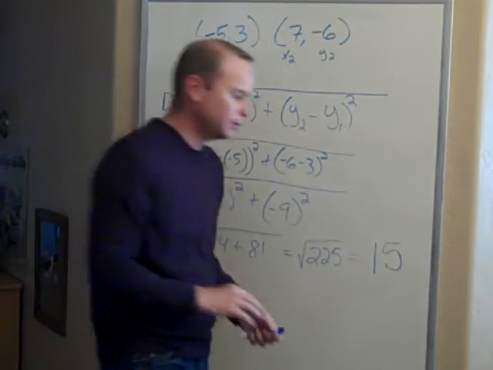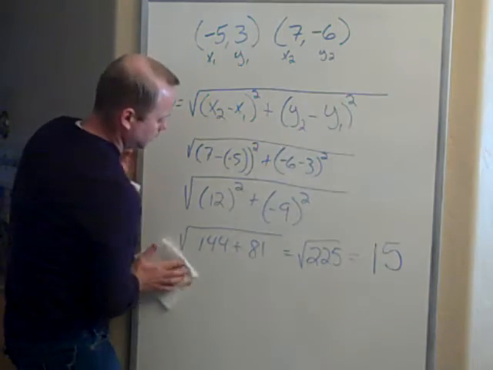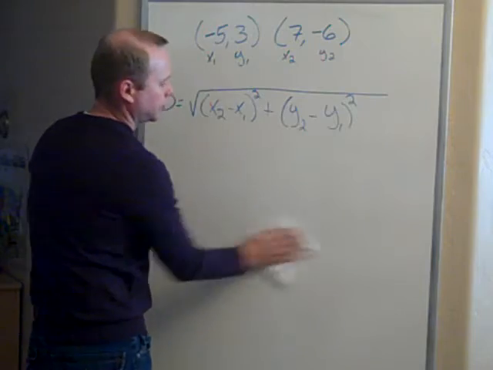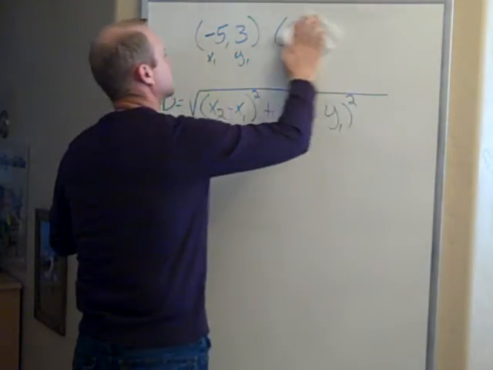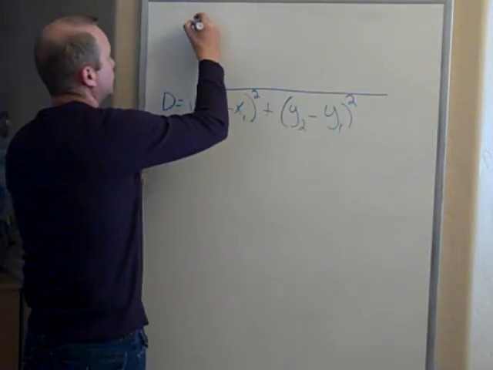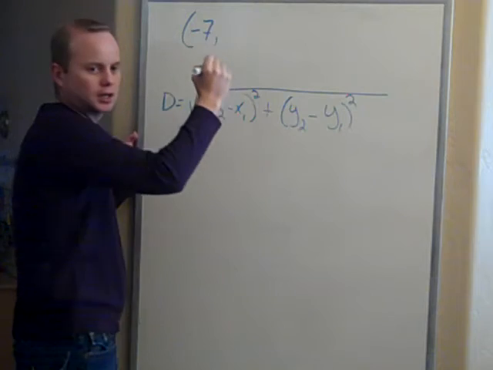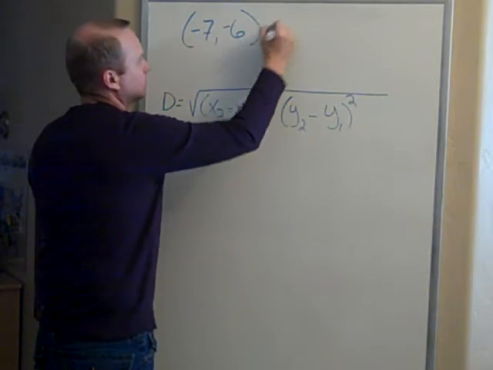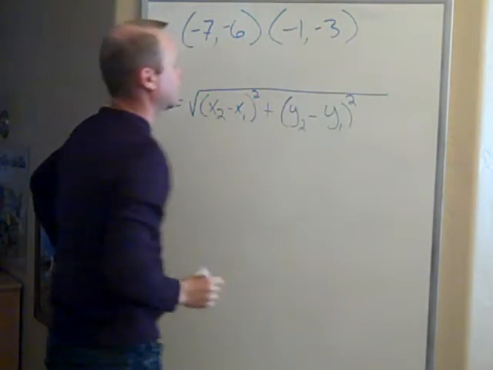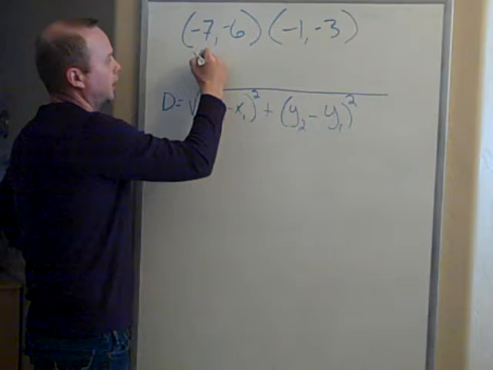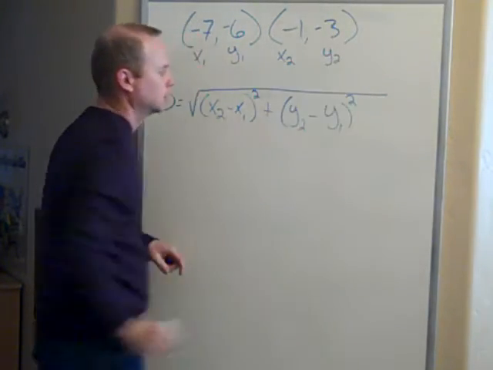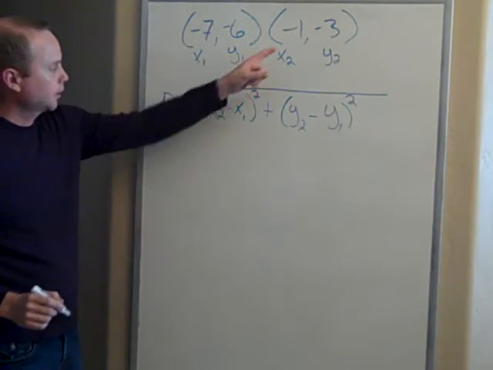Alright? Now, we're going to do one that's just a little bit more complicated, only because it doesn't come out to be a perfect square. So I'm going to erase this portion here. I'm going to leave the distance formula up. And on this one, I'm going to use negative 7, negative 6, negative 1, negative 3. Okay? Same thing. I'm going to label these x1, y1, x2, y2. Alright, now I'm going to simply plug these in.